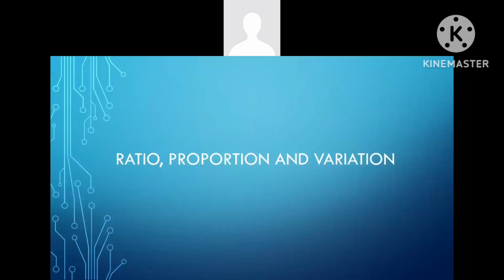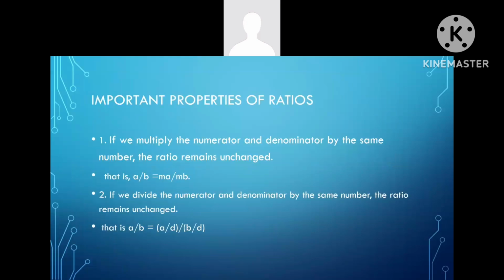Today I am going to discuss ratio, proportion and variation, which is a very useful topic for all competitive exams. Next come the important properties of ratios. If we multiply the numerator and denominator by the same number, the ratio remains unchanged. That is, A/B = MA/MB. If we divide the numerator and denominator by the same number, the ratio remains unchanged. That is, A/B = (A/D)/(B/D).